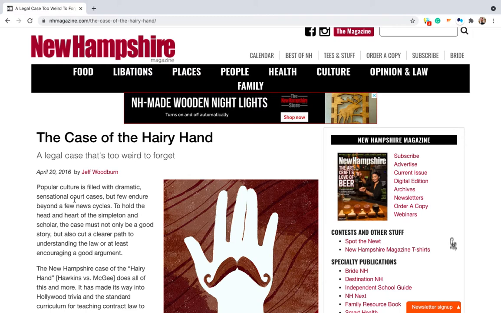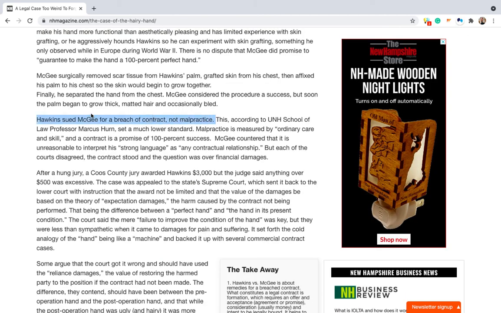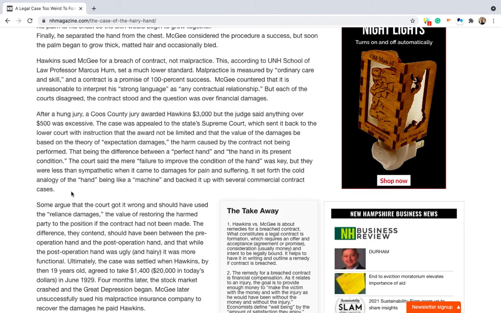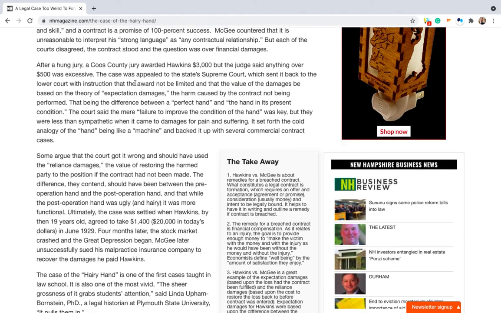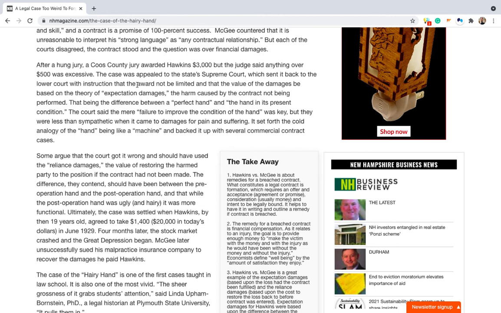Was he able to win restitution for his hairy hand? George did sue Dr. McGee for breach of contract and was awarded $3,000 in damages. But the judge ruled that this award was excessive, and so the case went to the state Supreme Court. In the end, the case is famous because it shows how difficult it can be to litigate imprecise contracts. After all, McGee promised a perfect hand. But what does this mean exactly?